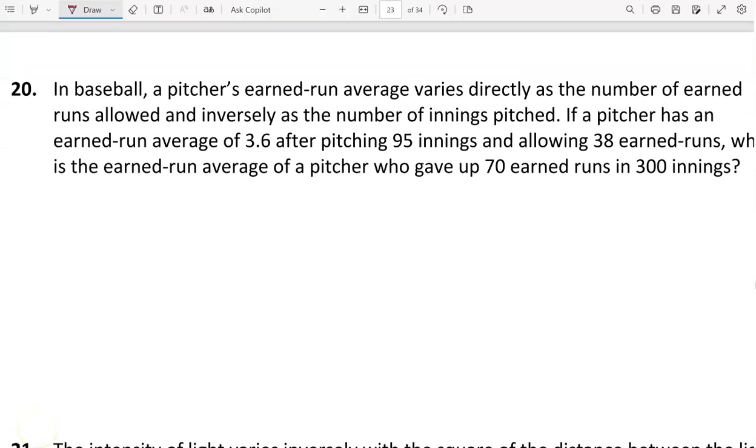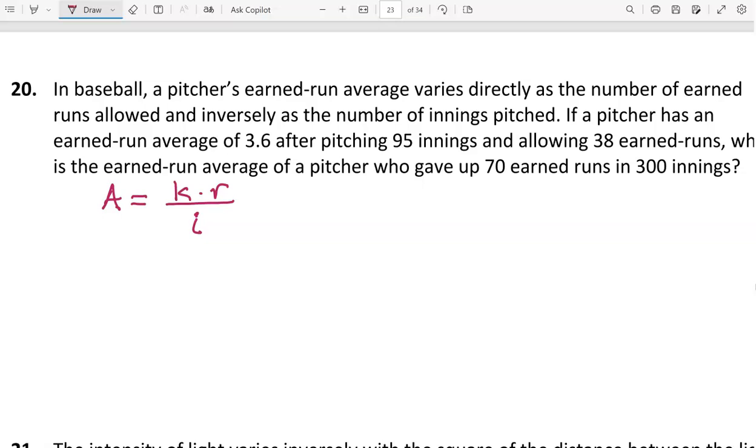In baseball, a pitcher's earned run average varies directly as the number of earned runs allowed, and inversely as the number of innings pitched. So let's write that equation of variation. The earned run average, let's just call that A, varies directly, so that equals K times the number of earned runs, so let's call that R for runs, and inversely as, so that means divided by the number of innings pitched, so let's call that I.